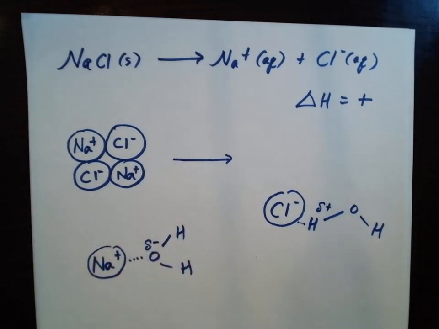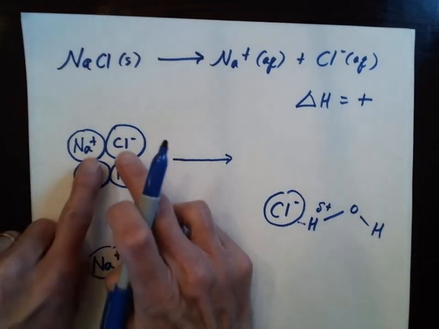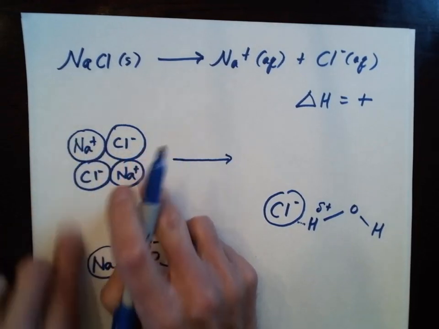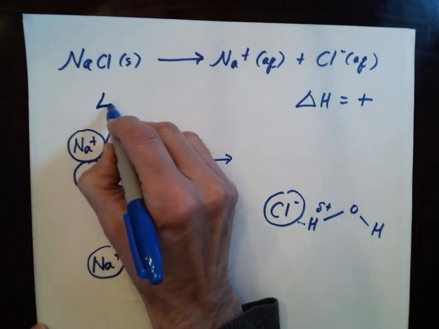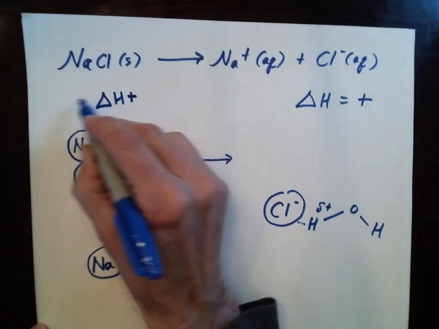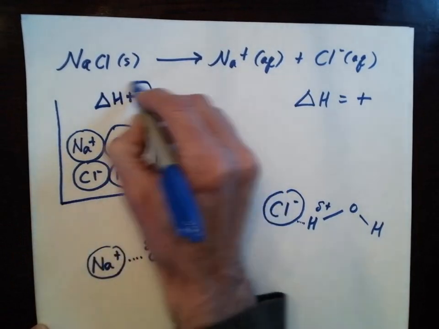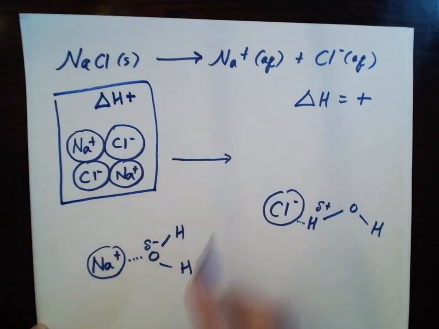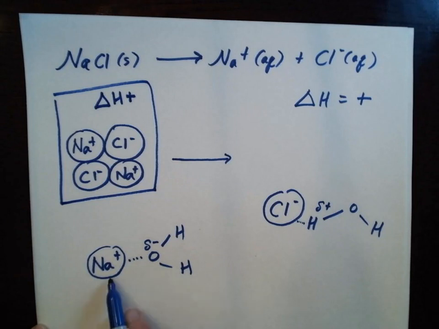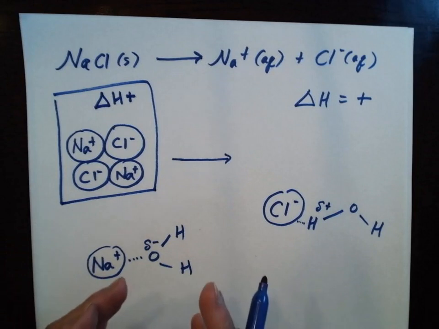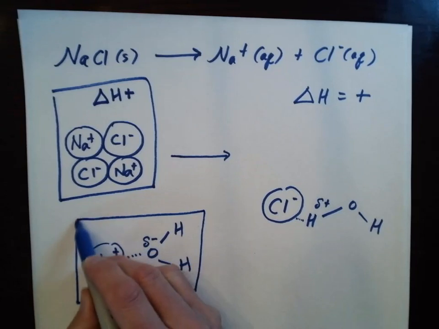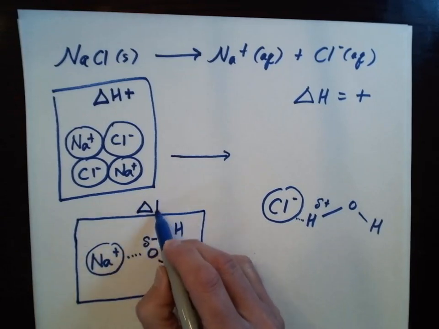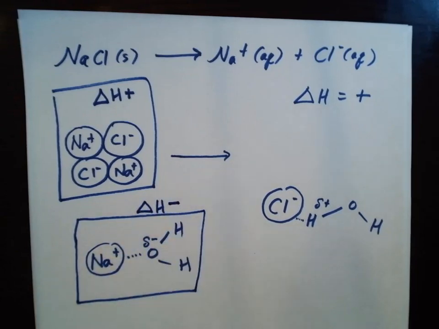And for this process to occur, we're going to remember that in order to break these bonds, the bonds between the sodium ions and the chloride ions, that's going to require energy. So our delta H is going to be positive for breaking apart the ions, separating them. And then when this occurs, when the ion dipole force is made, when this particular bond is made, that's going to release energy. Remember, breaking bonds requires energy, while forming them releases energy.